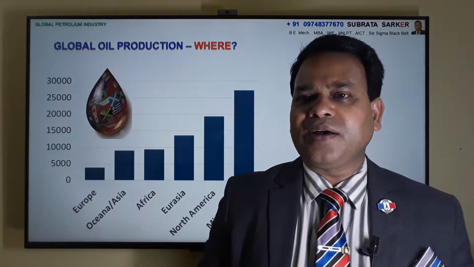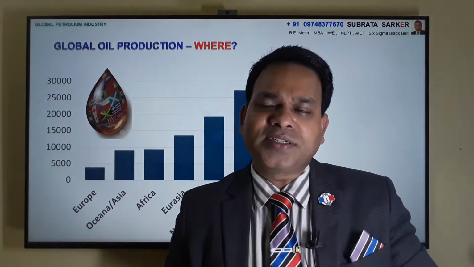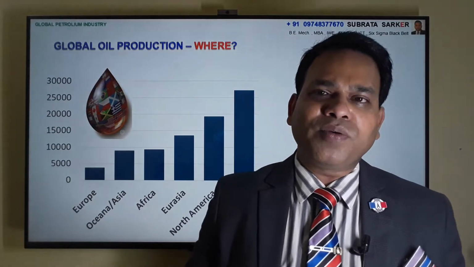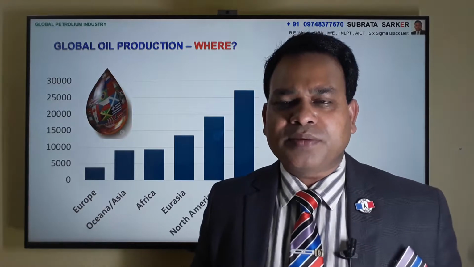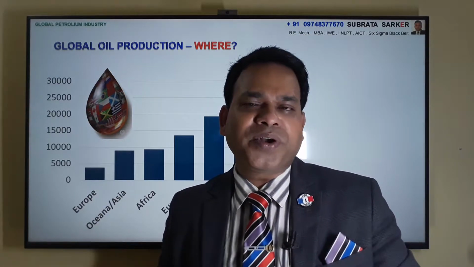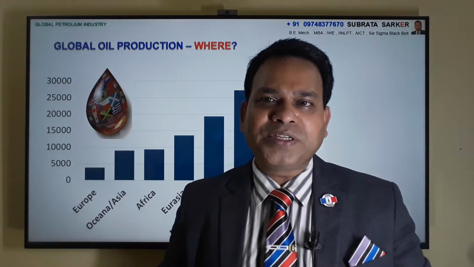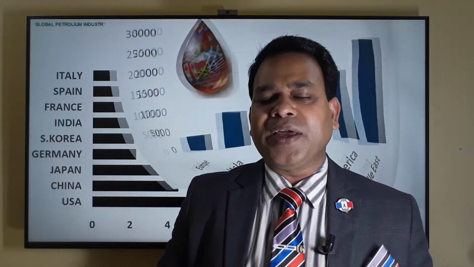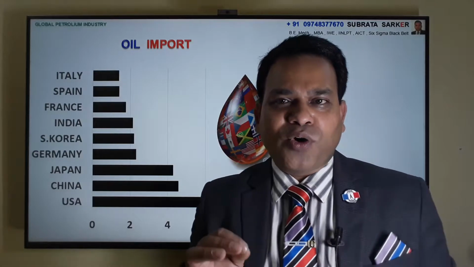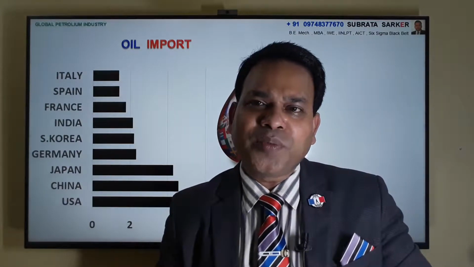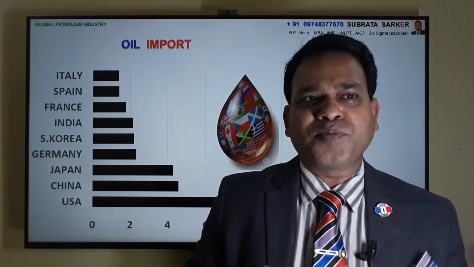You can see in this picture. Now, who is the largest importer of this petroleum product? Obviously it is the US. The US is the largest importer of petroleum product, or rather you can say the consumer. China is the second largest importer, followed by Japan as the third largest. And India comes into the sixth position as far as oil import is concerned. And as far as oil export is concerned, obviously Saudi Arabia is number one, and Russia is number two.